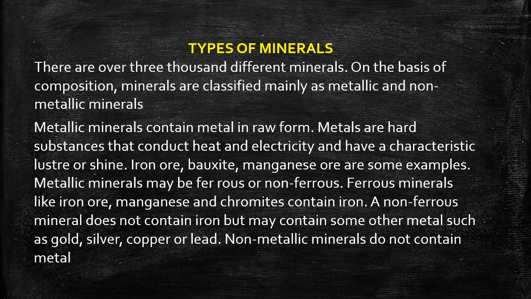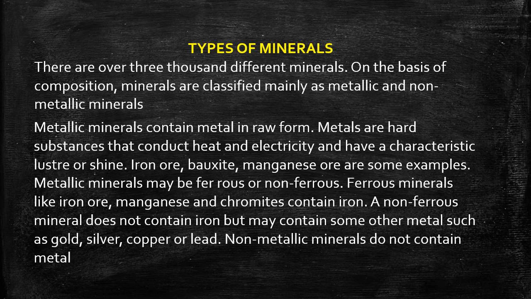So what is metallic? It contains metal in a raw form. Means, as you know, raw is not processed, so that is in the raw form. Metals are hard substances that conduct heat and electricity and have a characteristic luster or shine. Iron ore, bauxite, and manganese ore are some examples. Means they have some luster, some shine, and they are hard substances that conduct heat and electricity. Metallic minerals may be ferrous and non-ferrous.